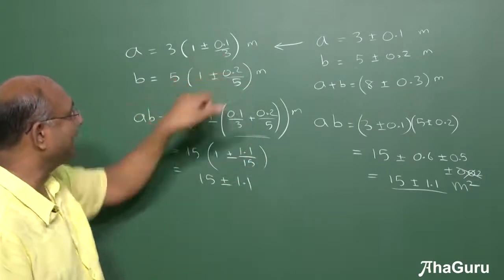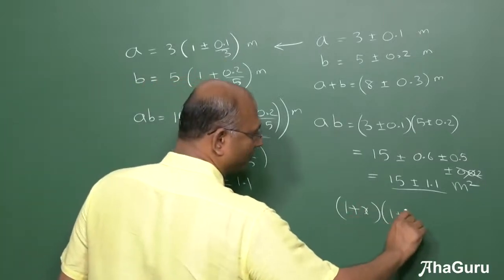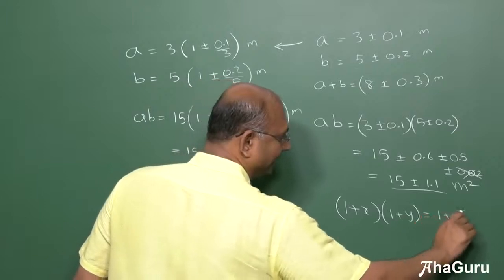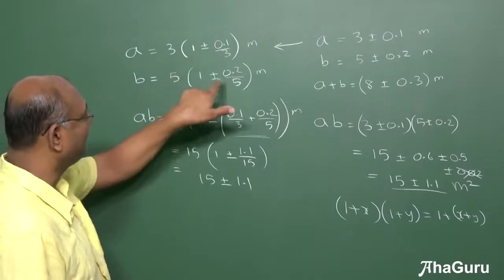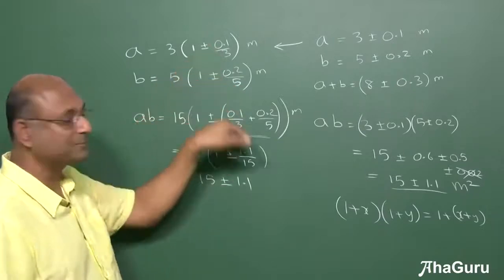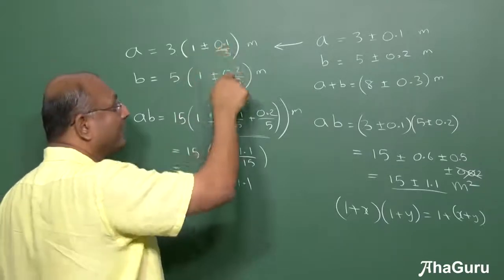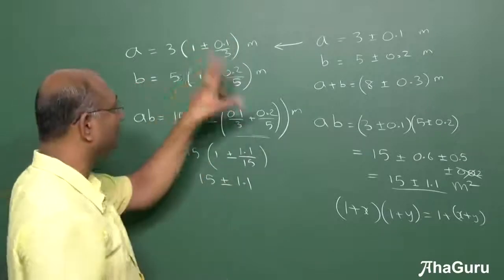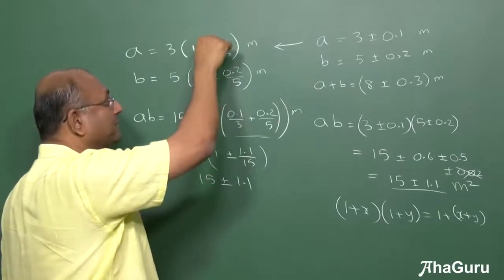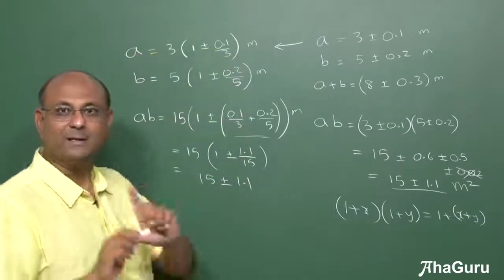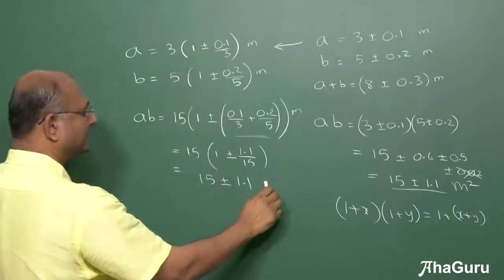Why is this? 1 plus x, remember that formula? 1 plus x into 1 plus y is 1 plus x plus y. So 1 plus x, 1 plus y is going to give me 1 plus x plus y. But with errors, whether I have a plus minus here or minus plus here, you are going to add the actual absolute values of these two. So that's what I have done here. Okay, so even if it was a minus plus, you will still add it as 0.1 by 3 plus 0.2 by 5. The minus does not matter because it won't really change. You are looking at the worst case scenario. Okay, so this many meters square.